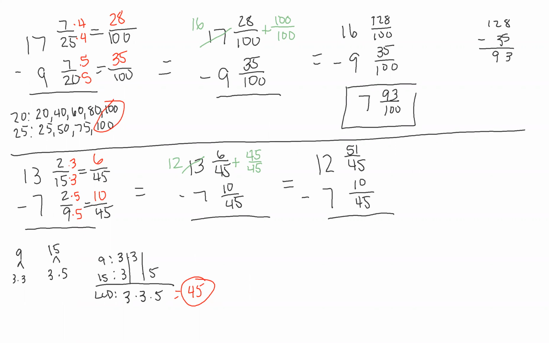All right. So 51/45 minus 10/45 is going to be 41/45. 12 minus 7 is 5. 41 and 45 have no common factors, so you're done.